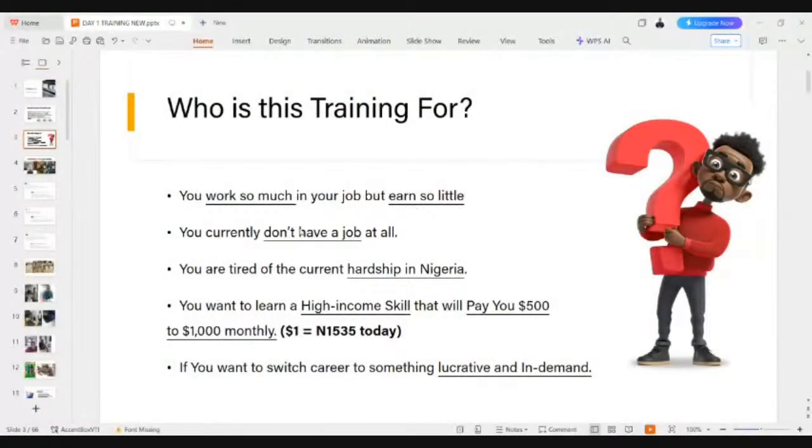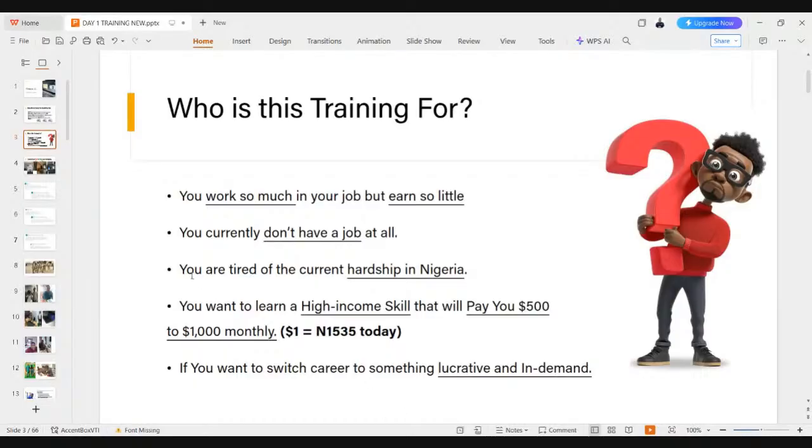If you currently don't have a job, this training is also for you. Some persons are complaining about their work, meanwhile some persons don't have one. So whether you have work and you are working so much or earning little, this training is for you. If you don't have a job, this training is for you.